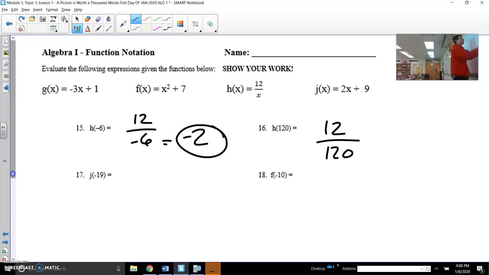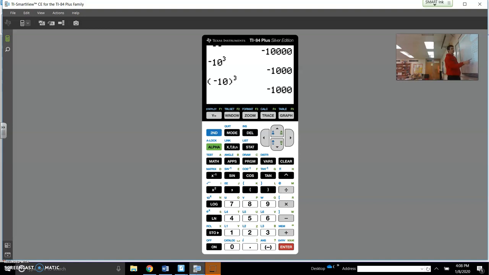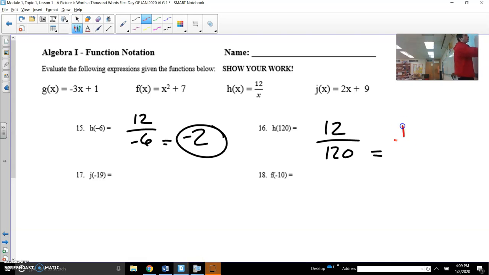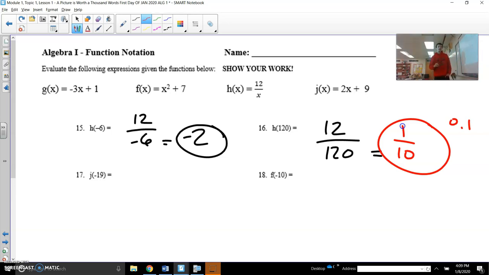12 over 120. So I want to really be careful here. 12 over 120, I could either think of that as 0.1, or I could also consider that 1/10. So I'd take either answer, but I'll tell you 1/10 is really the best answer. I mean, yes, it is 0.1, but the best answer is a 10th.